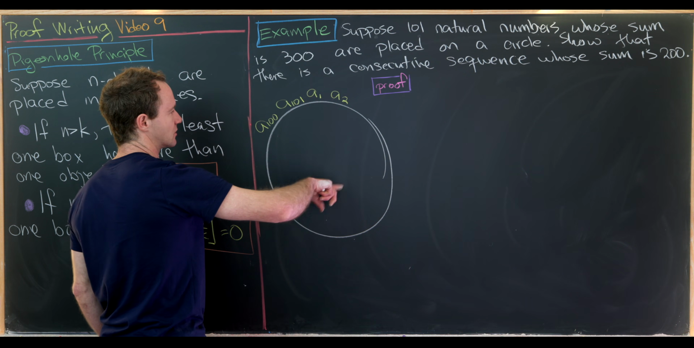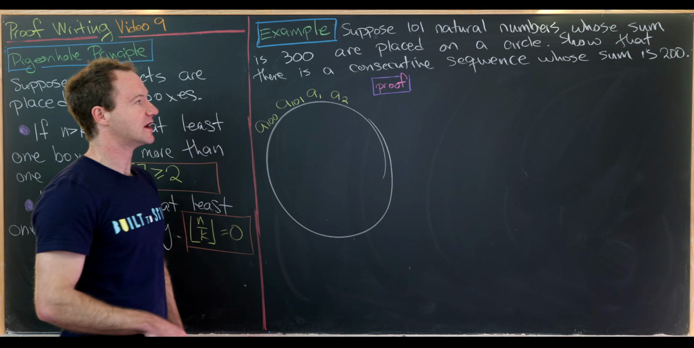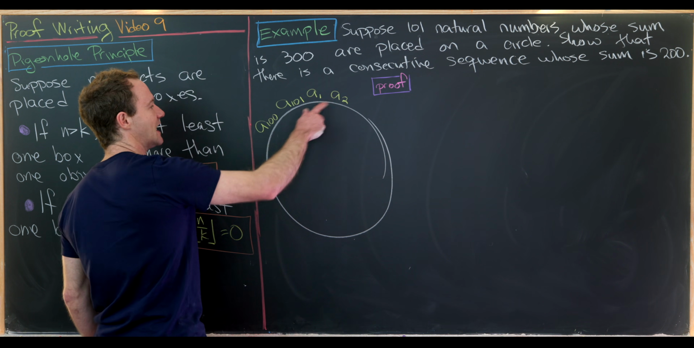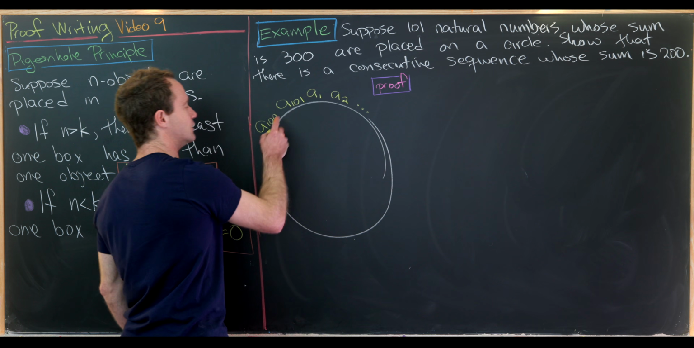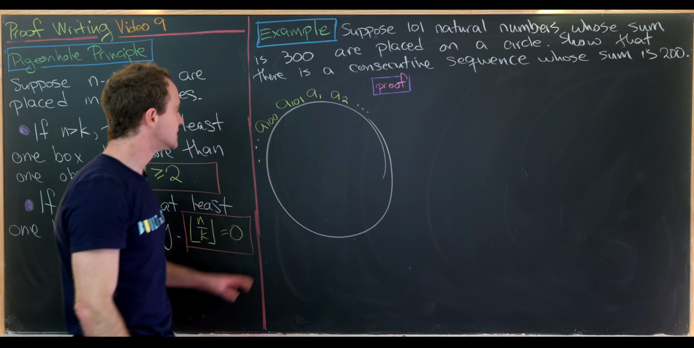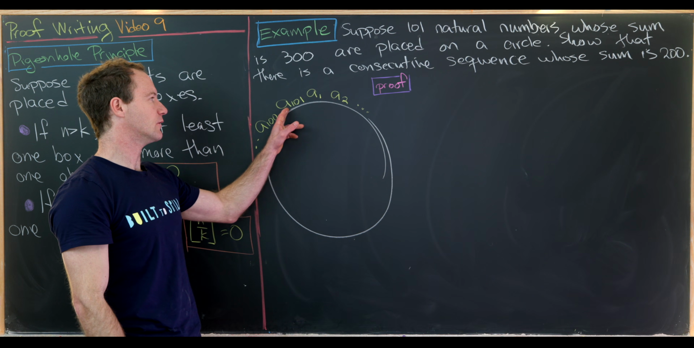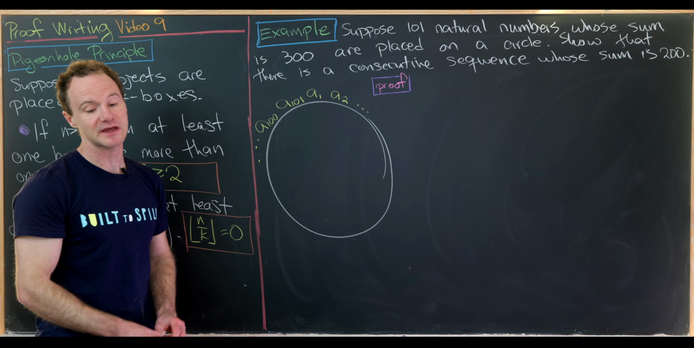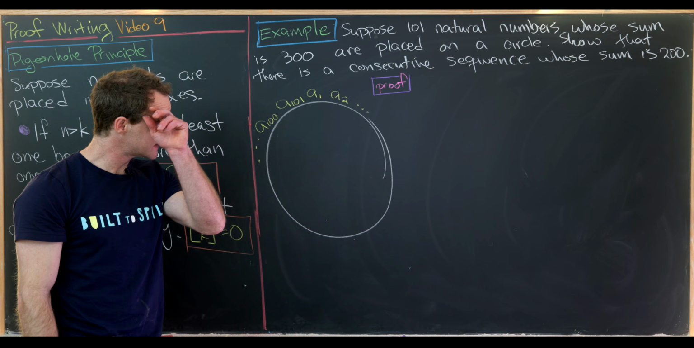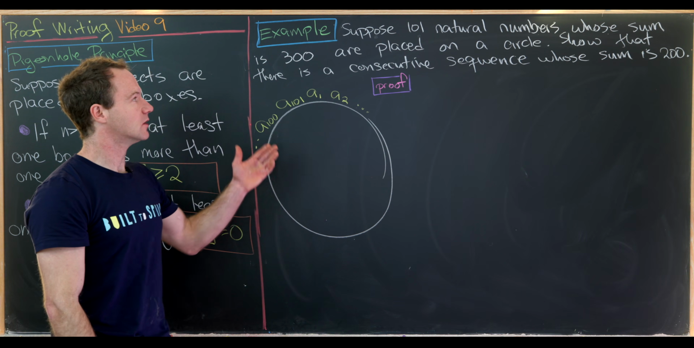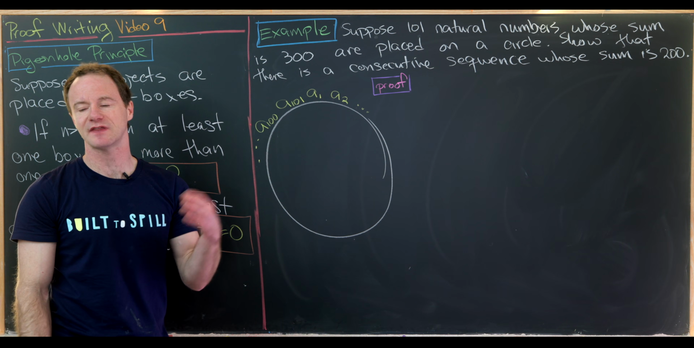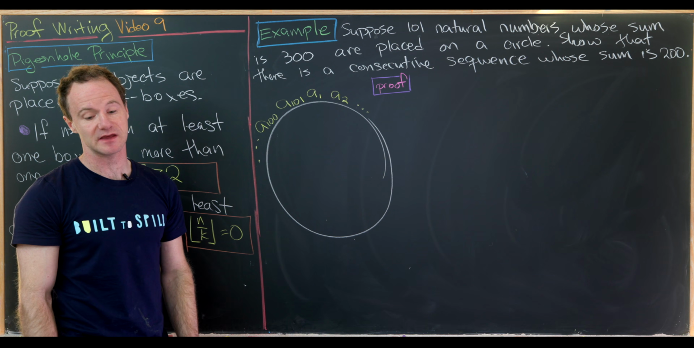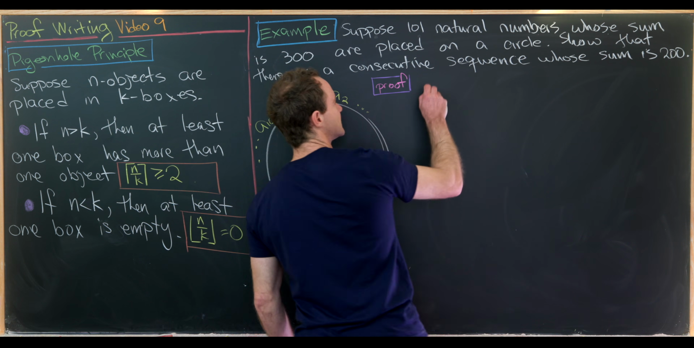Okay, so I've laid out a picture here just to get us started. So I have my circle, and I have my 101 numbers, which I have noted as A1, A2, A3, so on and so forth, up to A101. So since they're on a circle, we have A101 next to A1. That will be important moving forward. So let's see the proof here. Since we're trying to find a consecutive sequence whose sum is 200, that motivates us to look at the partial sums.